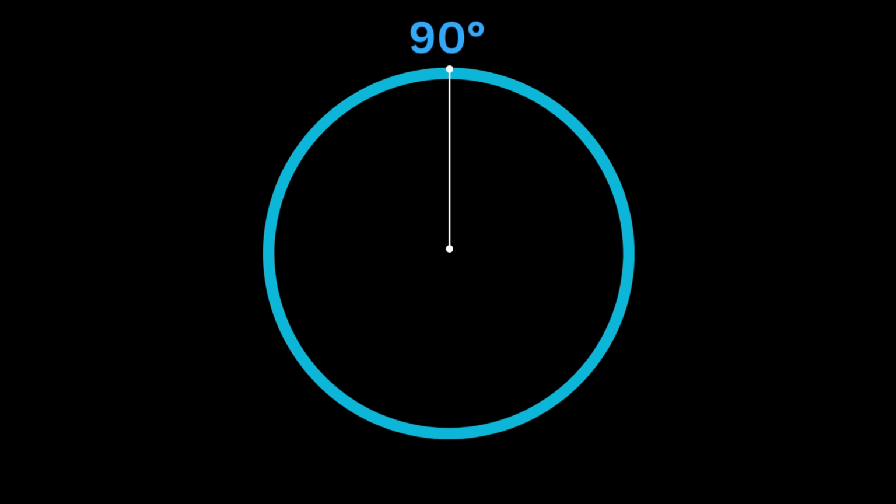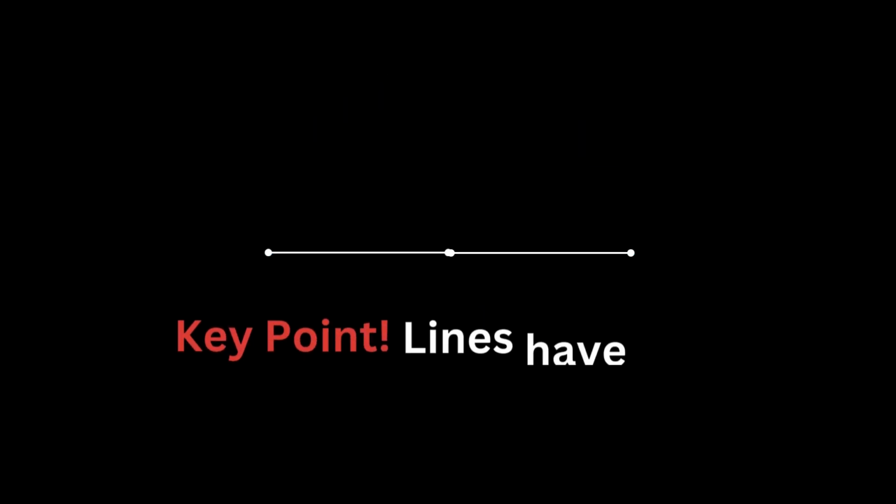Here is a line segment. If we keep the left endpoint stationary and rotate the segment around one full rotation, we can trace a circle. With one full rotation, we've gone 360 degrees. Let's extend the radius in the other direction by rotating the radius halfway. Half of 360 is 180. So lines have 180 degrees.